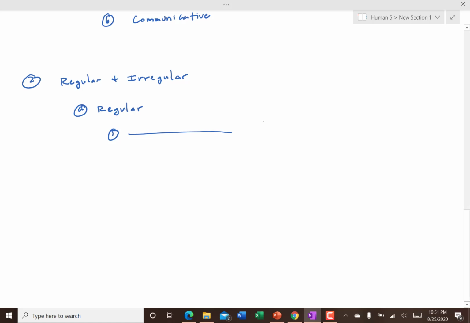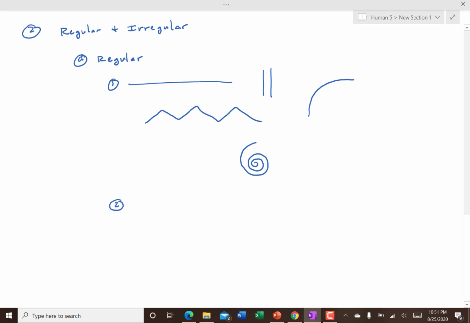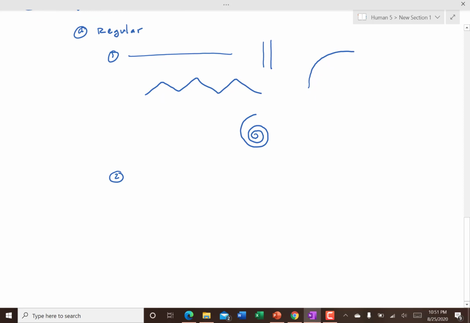You can also have vertical lines. You can have somewhat of a zigzag pattern. You can have a curved line. You can have a spiral line. Right? So there's some regular types of lines. What defines a regular line, though? It tends to be something that is carefully measured.